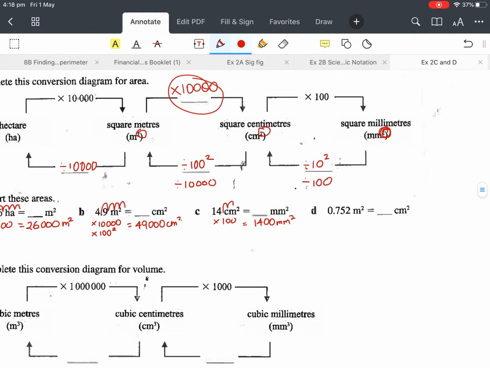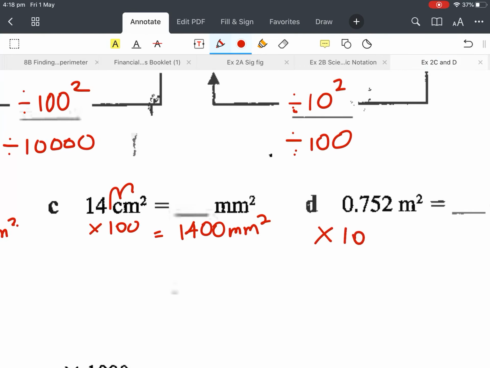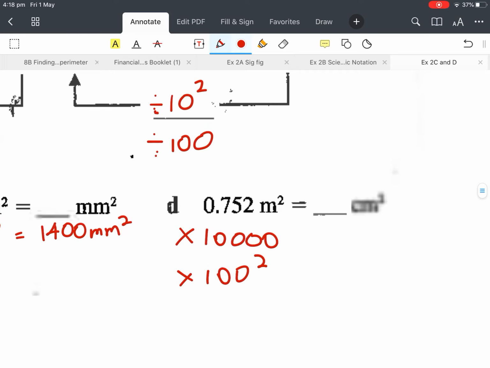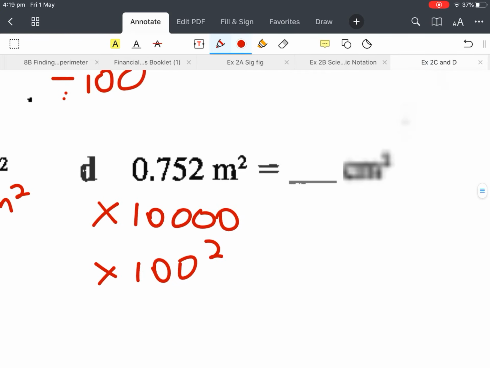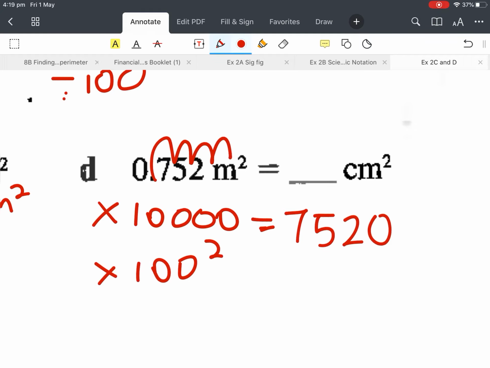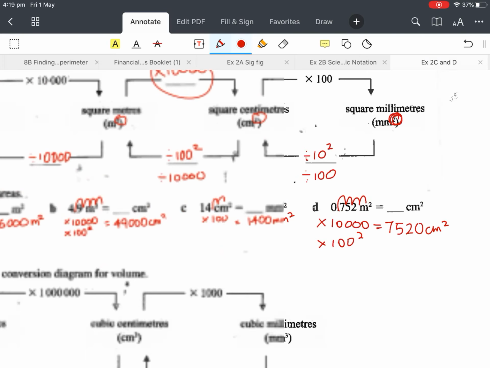All right, so 7.752 metres squared to centimetres squared. That means I'm going to follow the top and times by 10,000, or if you wish, 100 squared, because there's 100 centimetres in a metre, if that helps you. There are 4 zeros in 10,000, so I'm going to jump 1, 2, 3, 4. That gets me an answer of 752, and I'm going to put a 0 on the end. Okay, next one.